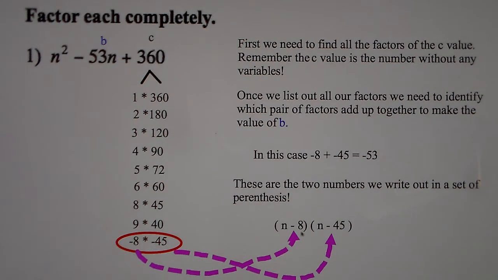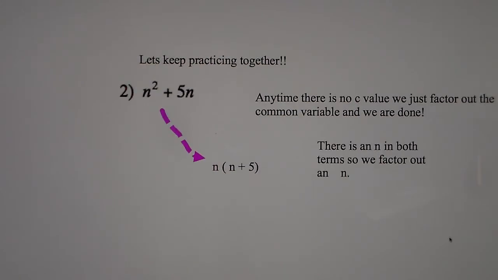So we open parentheses, n minus 8, close parentheses, times, open parentheses, n minus 45. That's this quadratic equation factored down into this. And this will be our answer. Let's try another one.